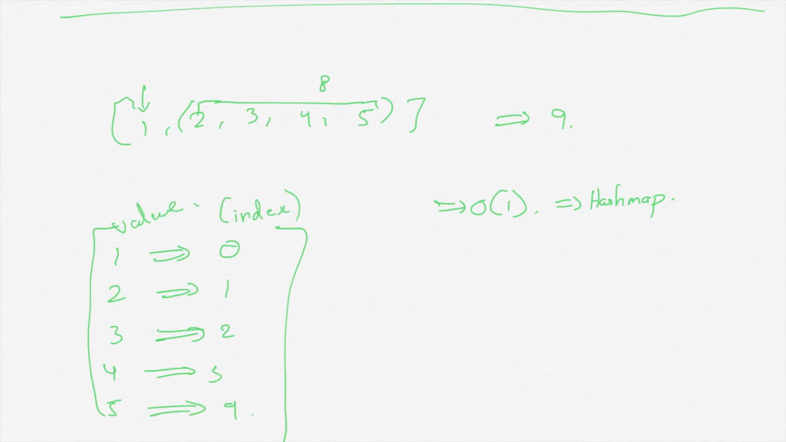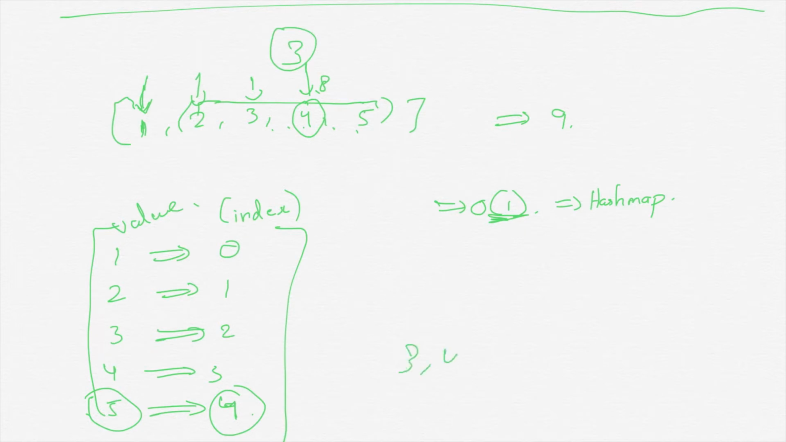So now if you go through this array, your pointer is at 1. Now you can go to the hash map and search for 8 in order of one time. If it's not there, go to 2, search for 7, go to 3, search like that. You repeat the process. And when you go to 4, you will search for 5. You got 5 and take the index. The index is 4. What is the index of the current pointer element 4? Which is 3.